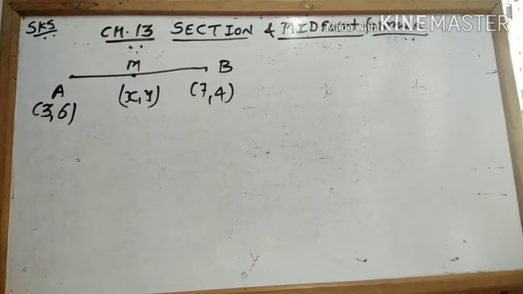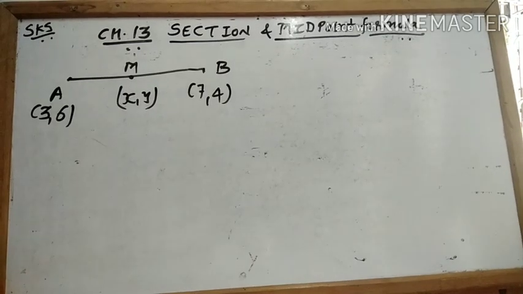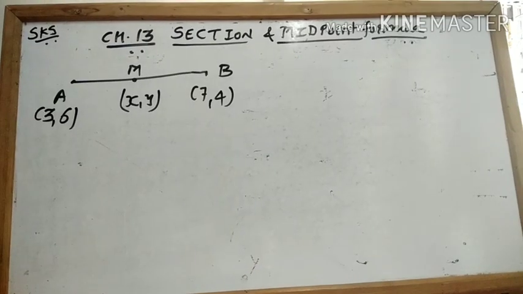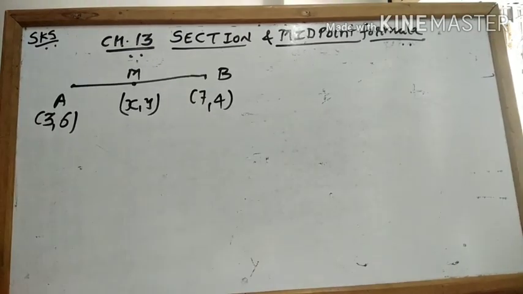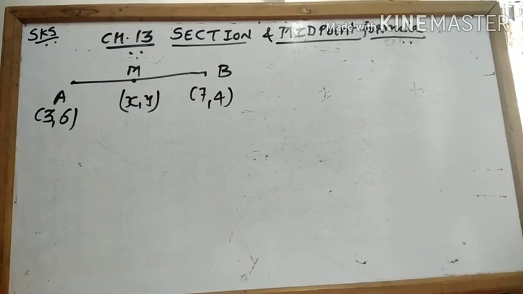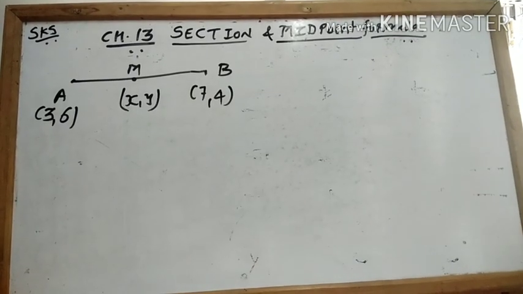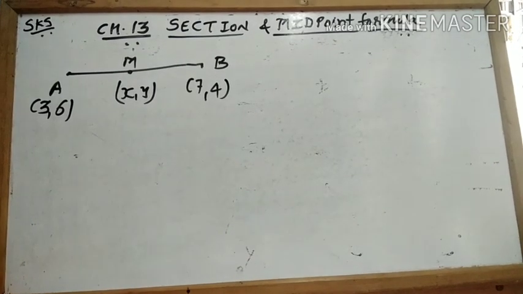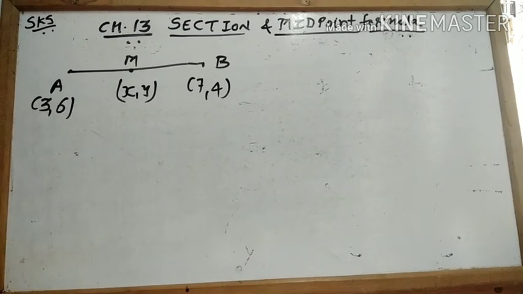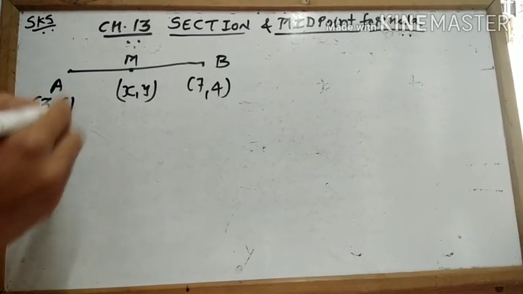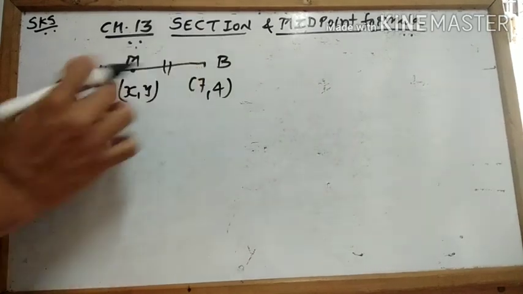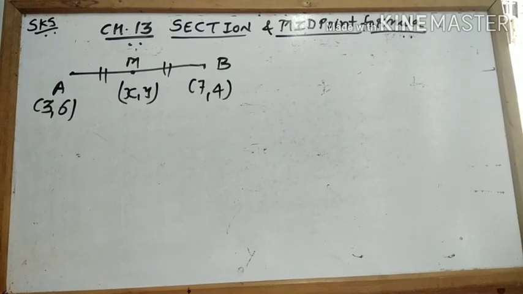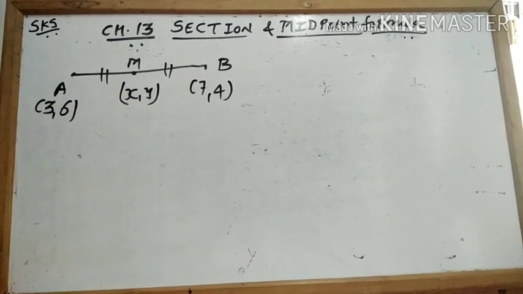Now we will try to understand a few basic terminologies. I have drawn a segment AB. Coordinates of point A are (3, 6) and coordinates of B are (7, 4). I state that point M bisects segment AB. Remember the term bisect. Bisect means divides exactly into two equal parts. In simple terminology, I can say that M is the midpoint of segment AB, that is, AM will be equal to MB. Right now, I do not know the coordinates of point M, which I have mentioned as (x, y).